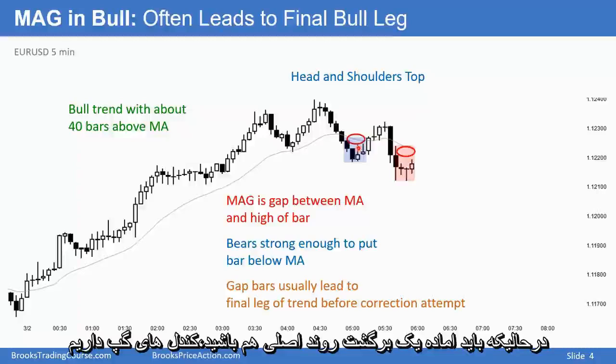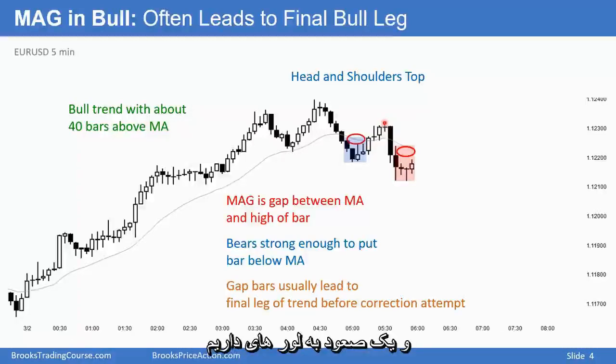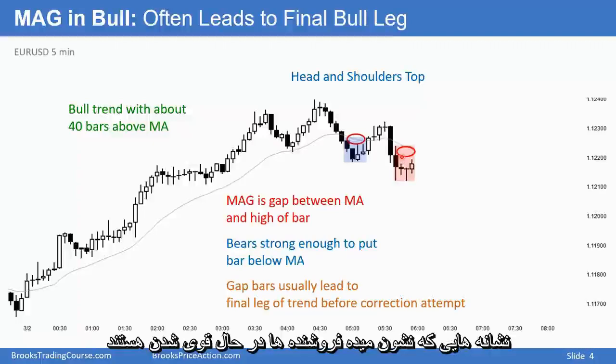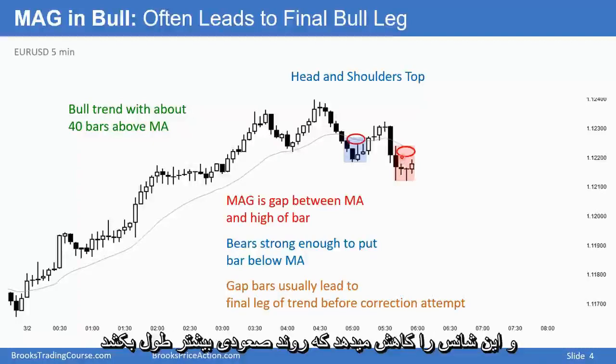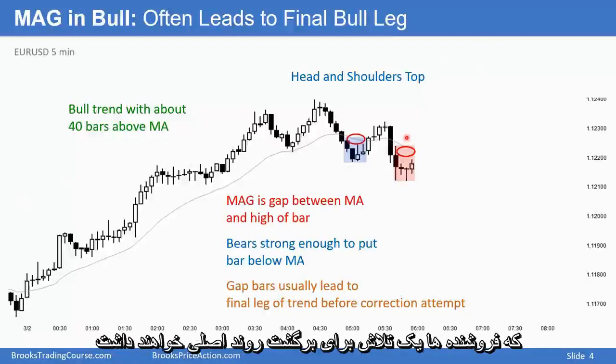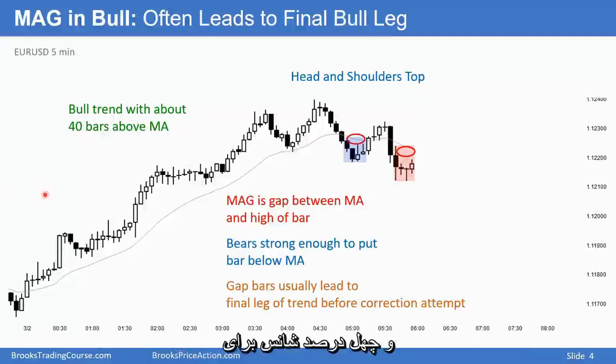We have gap bars, we have a rally to a lower high. We have another series of gap bars, again, signs that the bears are getting stronger, and that reduces the chances that this bull trend will last a lot longer. It increases the chances that the bears will get a major trend reversal attempt and a 40% chance of a major trend reversal into a bear trend.